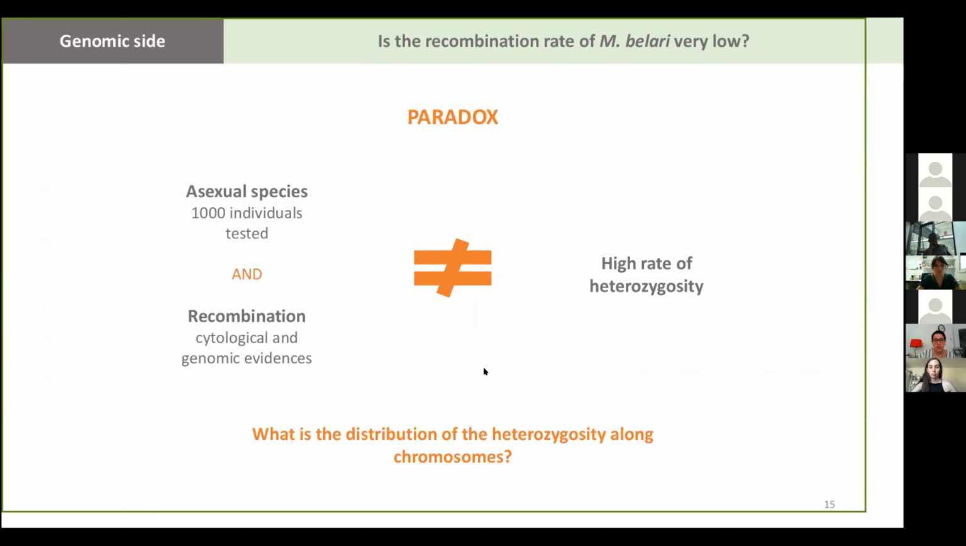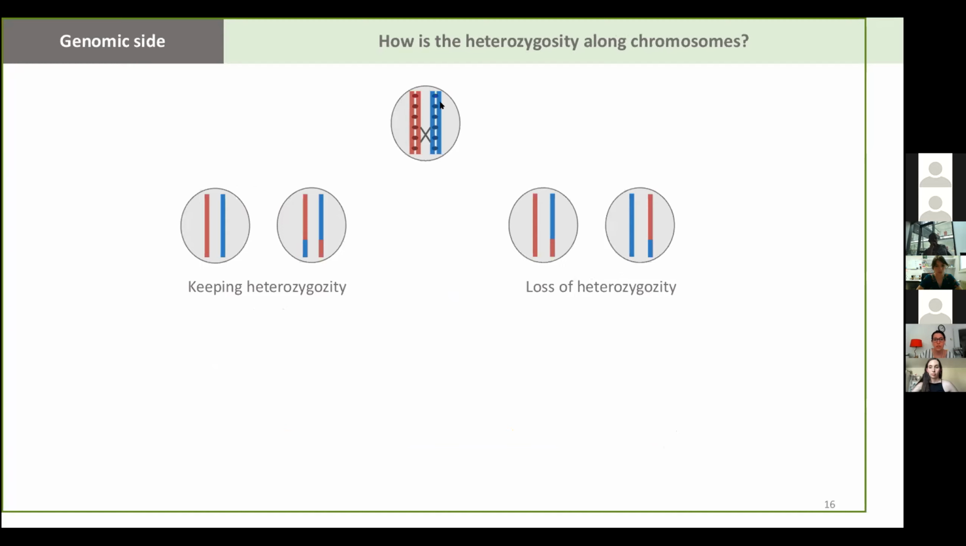Something that can help us is to look at the distribution of the heterozygosity along the chromosomes. Why? Because if you have recombination with the maternal chromosome, you can have 4 different types of gametes. 2 types of gametes keep the heterozygosity by keeping together the 2 ancestral chromosomes or the 2 recombining chromosomes. Or you have two gametes that lead to a loss of heterozygosity because you have one ancestral chromosome with one recombining chromosome.